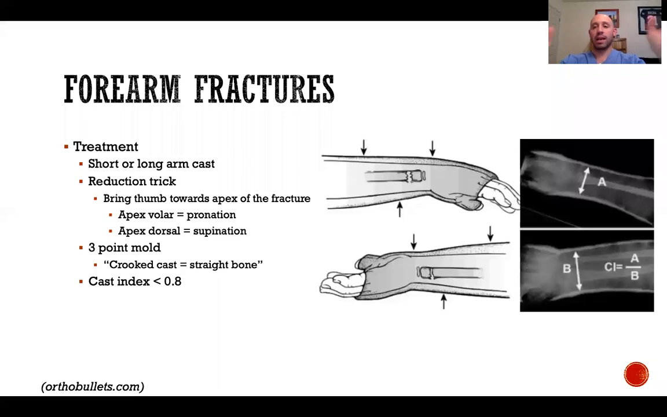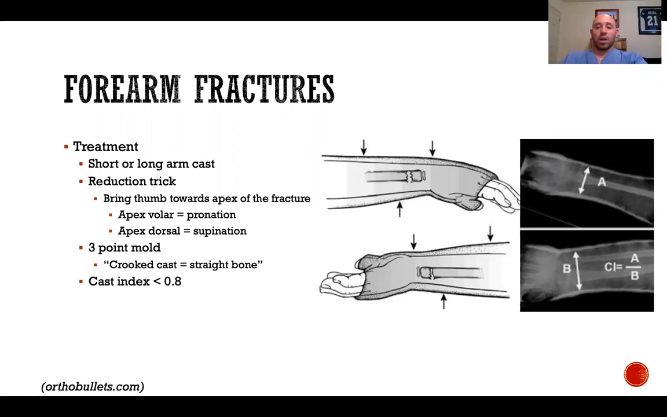So you want to have a good mold, have it looking a little funny, and having the parents ask you, why'd you put this crooked cast on a kid? Because the whole premise of getting a good mold is preventing a loss of reduction. So you reduce it, but you want that reduction to stay. So you need to apply a force to hold that fracture in position.